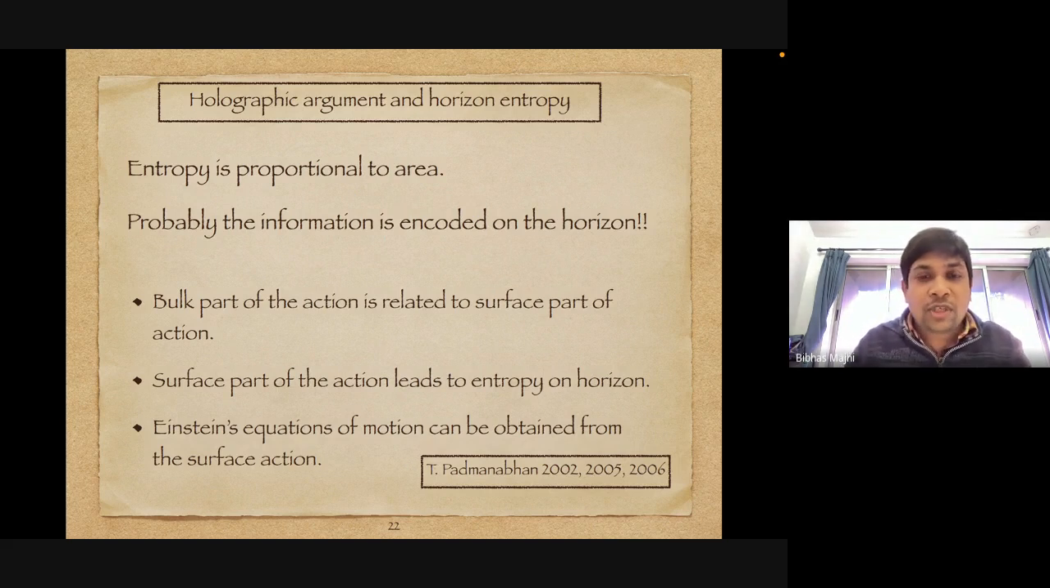For that, we consider some very basic information about gravity, where Padmanabhan showed that the bulk part of the action is related to the surface part of the action. The idea is that the Einstein-Hilbert action can be divided into a gamma-squared term, which is known as the bulk term, and another surface term, which is a derivative of the gamma, related by some relation which in the language of Padmanabhan is called the holographic relation. And since the entropy is proportional to the area, which is completely different from the usual system where the entropy depends on volume, probably the entropy or the information of the black hole is lying on the horizon.